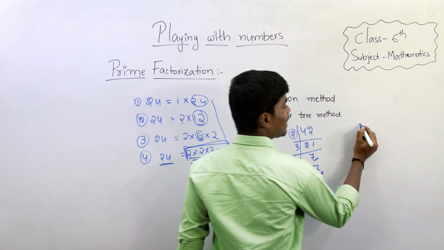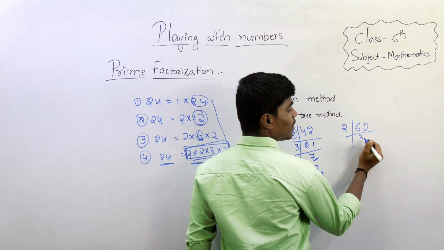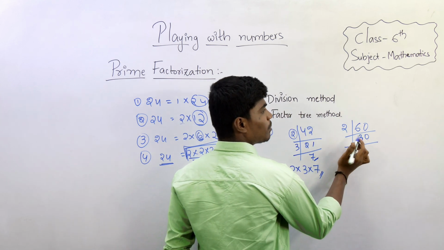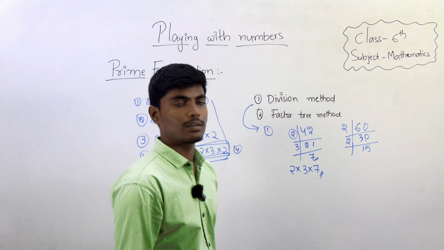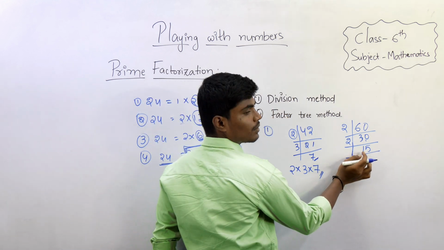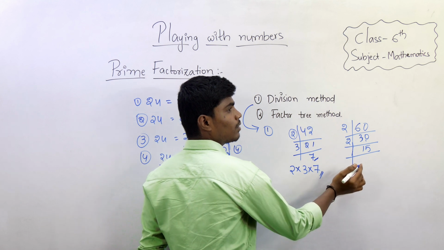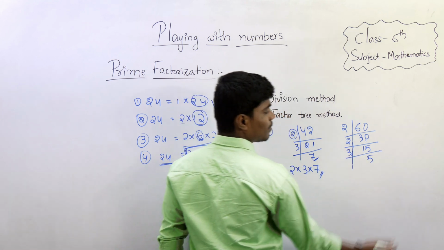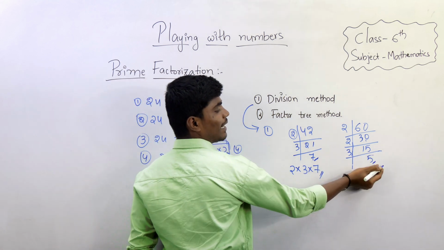For example, let's take 60. 2 threes are 6, 30. Now 30 is divisible by 2. So 2 ones are 2, 2 fives are 10, so 15. Now 15, 2 is not dividing 15. So now let's take 3. 3 fives are 15. Here 5 is a prime number, so we end with a prime number.